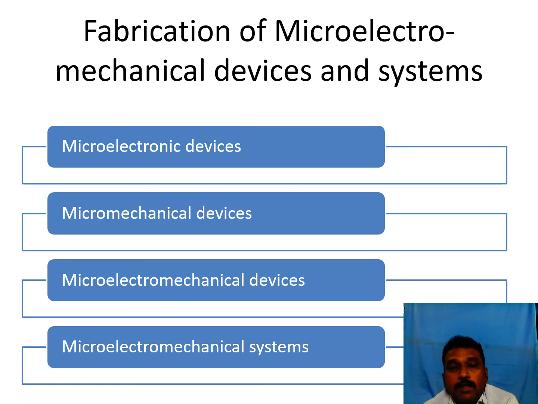So how were these devices made? That is the fabrication of micro electromechanical devices and systems. So far we discussed only ICs, that is electronic devices or integrated circuits. So how were the microelectronic and mechanical devices and systems made? There are four categories: microelectronic devices, micro mechanical devices, micro electromechanical devices, and micro electromechanical systems. The last one is called MEMS.